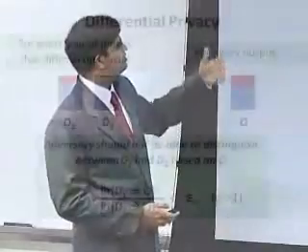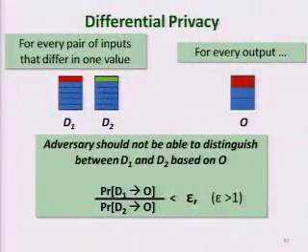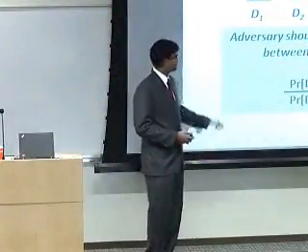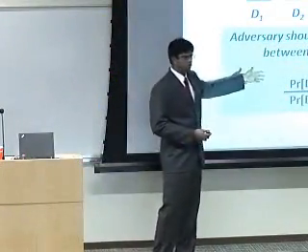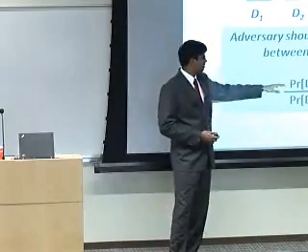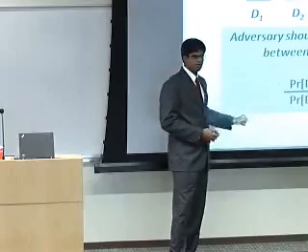And now differential privacy is guaranteed if any output O cannot distinguish between these two inputs D1 and D2 by a large fraction. That is, the probability that D1 leads to O divided by the probability that D2 leads to O is less than some parameter epsilon which is greater than 1. And if epsilon is larger, then the adversary is able to distinguish between these two a lot, and hence lesser privacy is guaranteed. Okay? Yes?